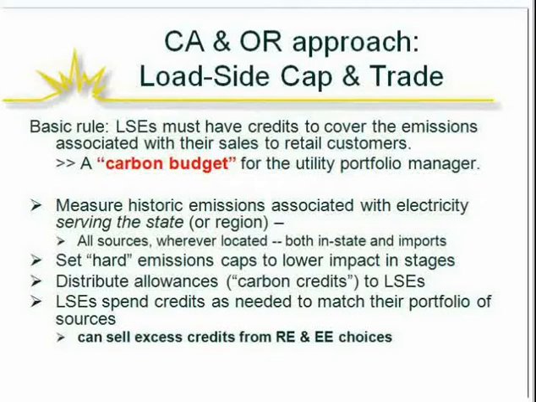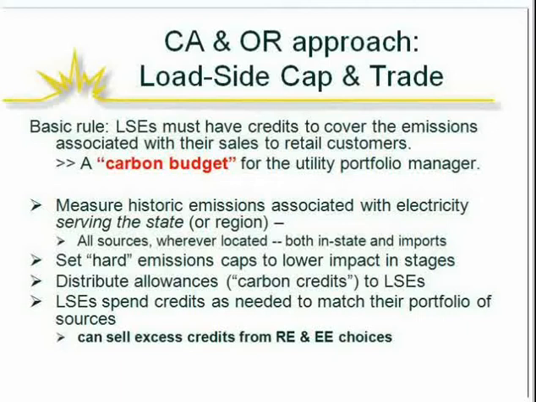One way of thinking about this is to think of it as a carbon budget for a load-serving entity that the load-serving entity has to live within. As they purchase power, they can spend out of that budget and retire tons, in proportion to the emission characteristics of the power they're buying. And if they end up at the end of a compliance period with a surplus because they've managed well, they've bought clean power, their customers have gotten efficient, they have tons to sell.